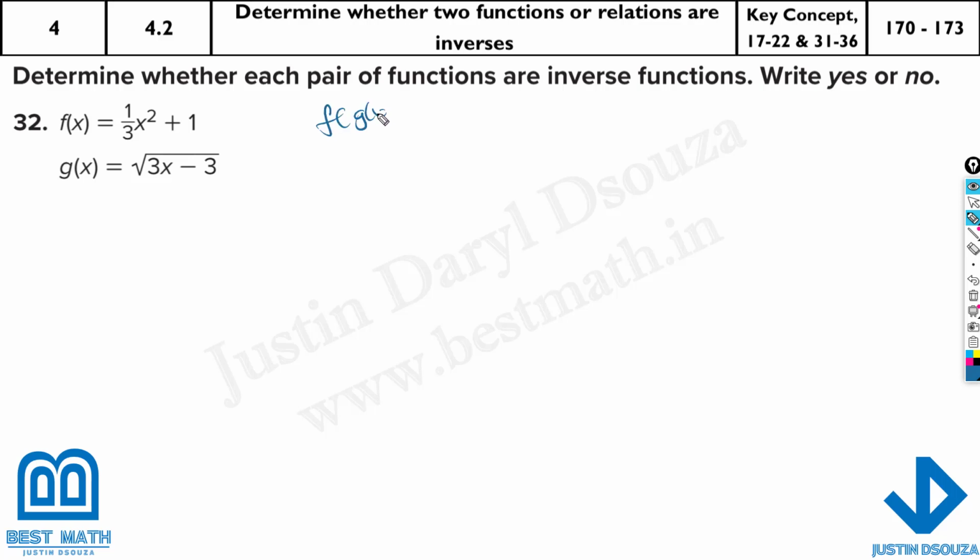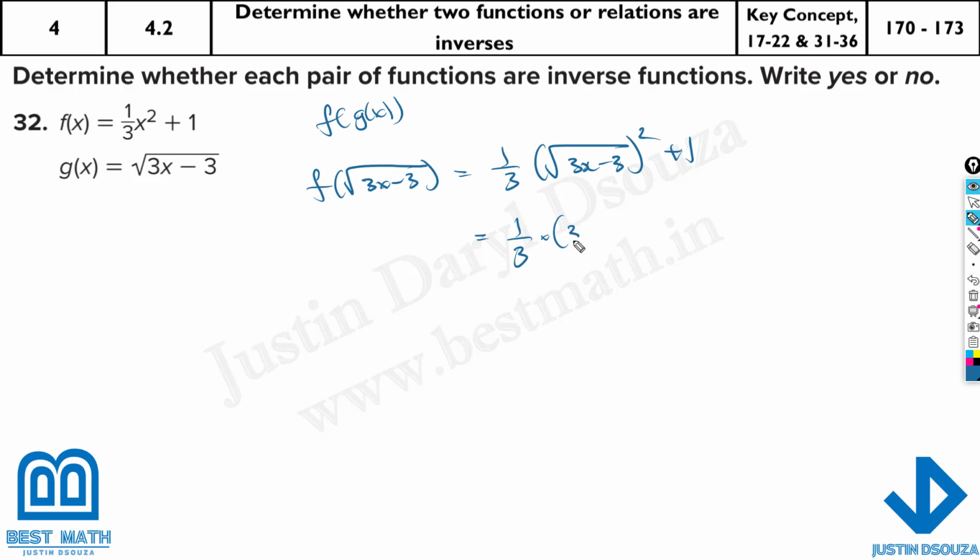Again, f of g of x, let's substitute. Instead of x, square root 3x minus 3. That'll be 1/3 square root 3x minus 3 the whole squared plus 1. And here now, 1/3, when you square this up, it'll be 3x minus 3 plus 1. Now multiply this 1/3 throughout. It'll be 3 divided by 3, it's going to be 1. Only x, I'll write it out. Minus 1/3 times 3 is 1 plus 1, and it cancels off. It'll be x. Then what about the next one?